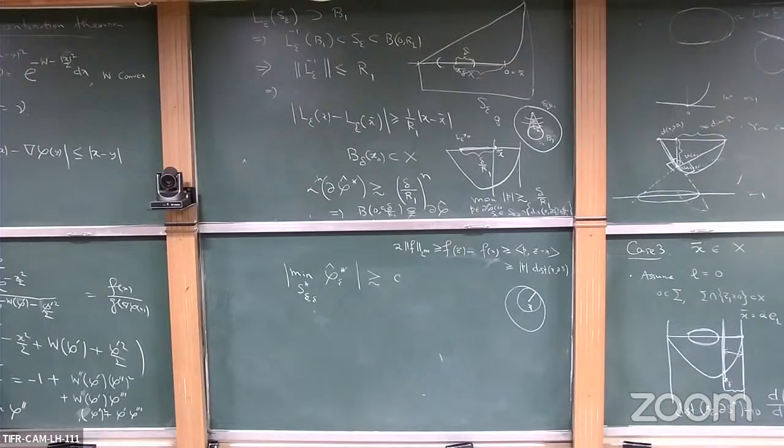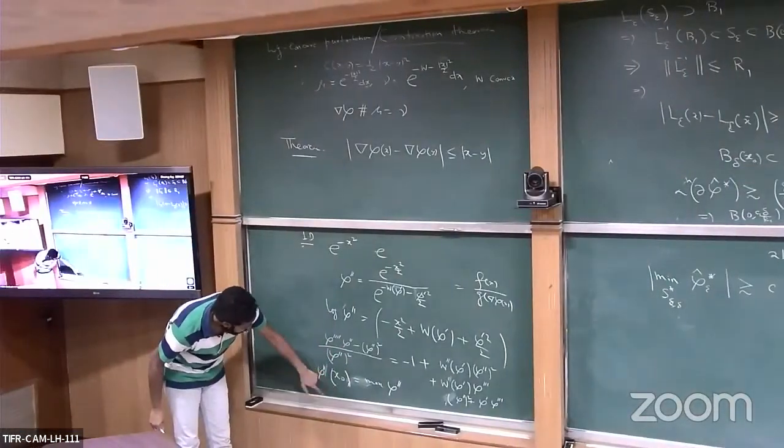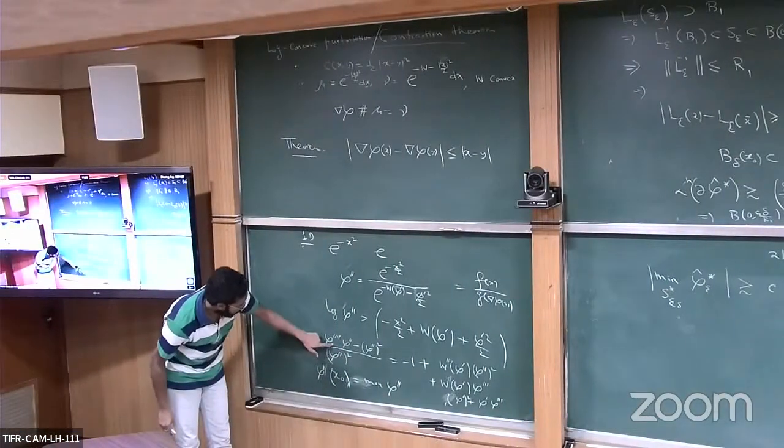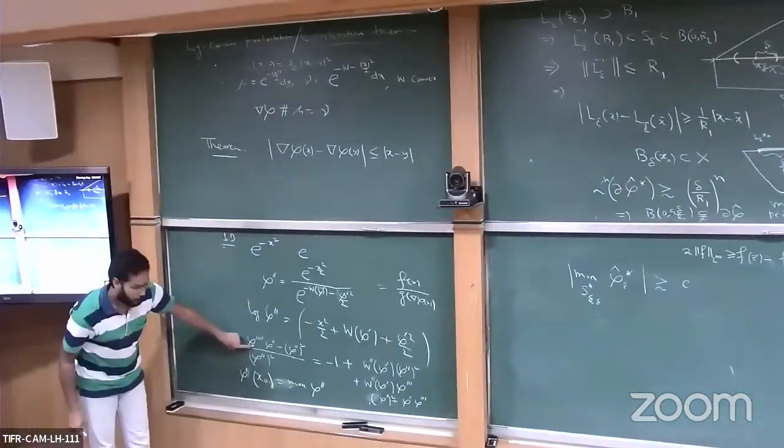Point of maximum of p double prime. Assume that it is an interior point, and let us compute the derivative at the interior. So this is a point of maxima.